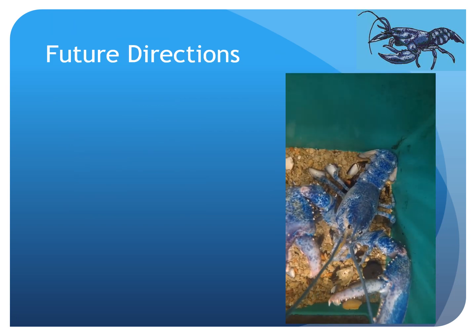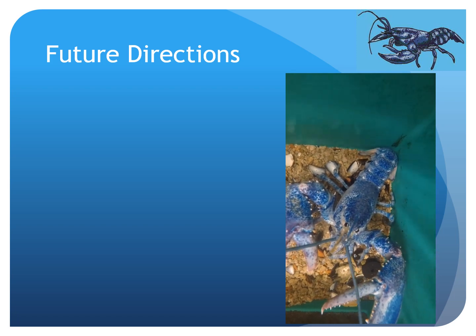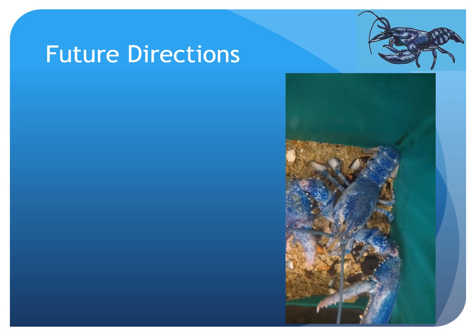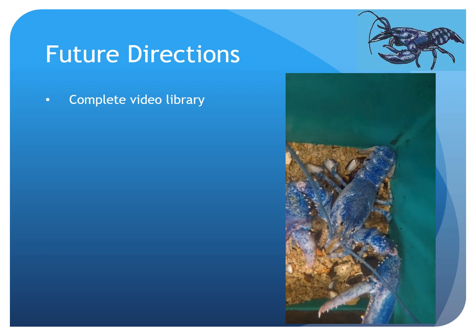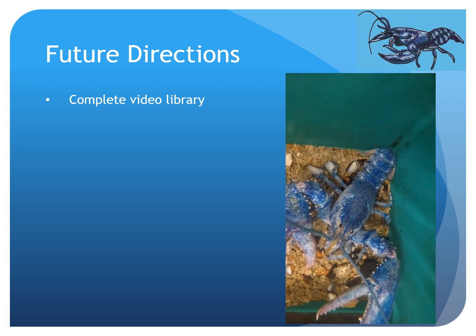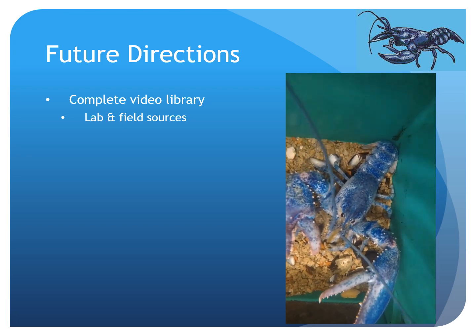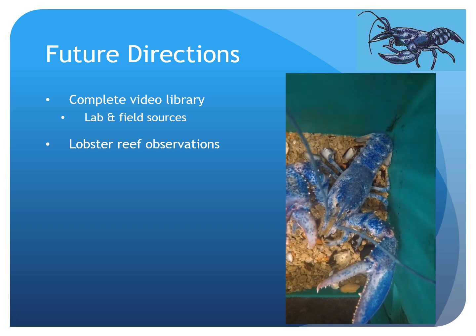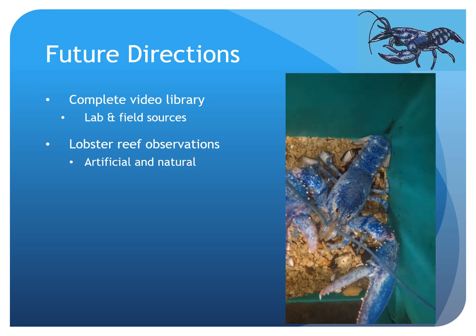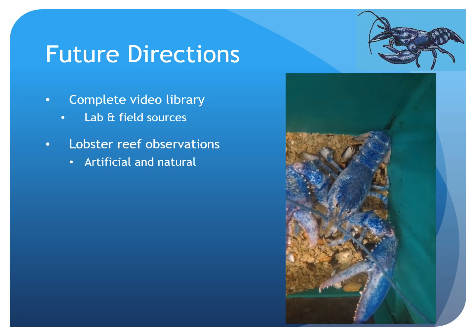As I hope I've just shown, there are a lot of exciting ways that this comprehensive ethogram could be used. However, there are a few more basic projects that I'd like to see accomplished. The first is completing the comprehensive ethogram's video library, which can be done with videos from both lab and field sources. As we saw earlier, it's so close to being finished. Another project involves investigating lobster reefs. Either finding or creating a lobster reef would provide the first steps towards answering some of these questions.